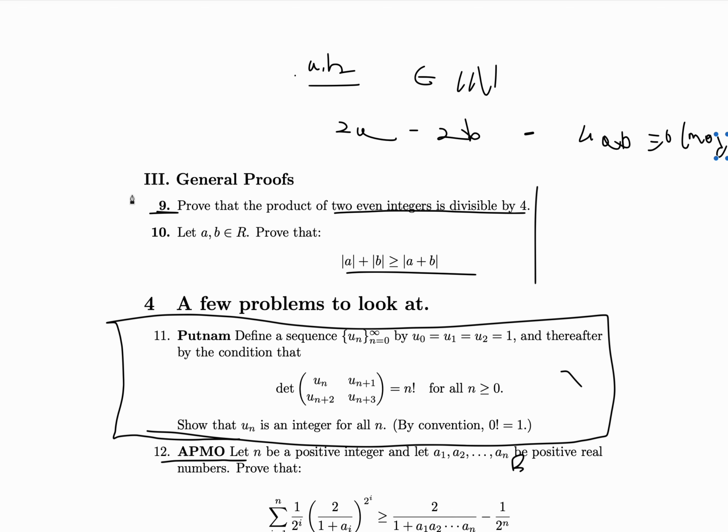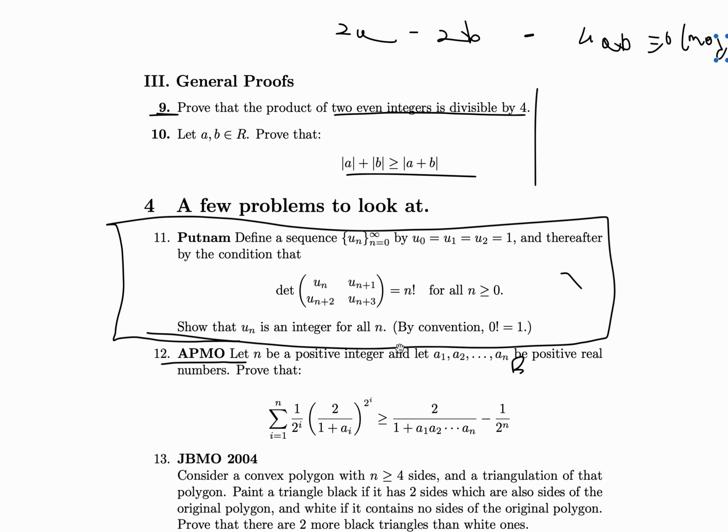So now let's look at this pattern problem. You have an arbitrary infinite sequence u_n, where u0 equals u1 equals u2 equals 1, and thereafter the determinant of this particular matrix with entries u_n, u_{n+1}, and so on equals n factorial. We need to find the overall structure for u_n.